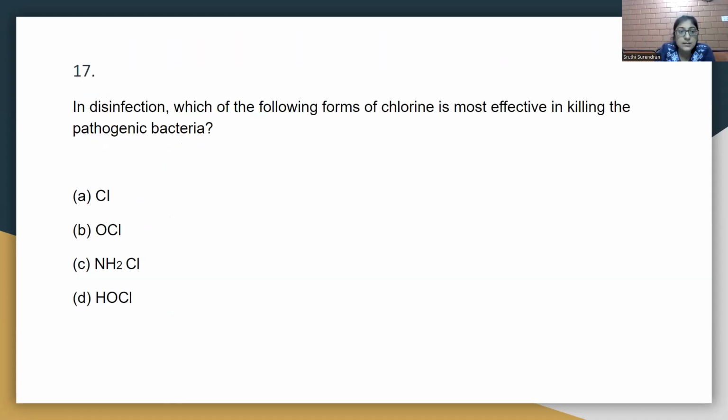Next question. In disinfection, which of the following forms of chlorine is most effective in killing the pathogens? We had discussed this earlier. There are different forms of chlorine used for disinfection. Out of these, which is the most effective pathogen-killing disinfectant? Is it chlorine element, hypochlorite ion, dichloramine, or hypochlorous acid?